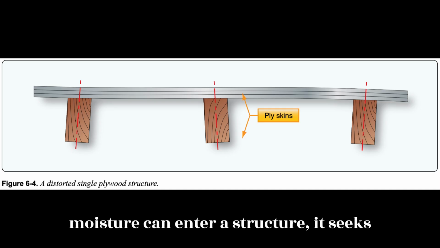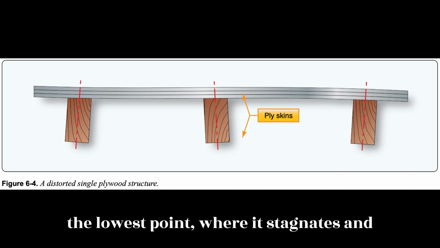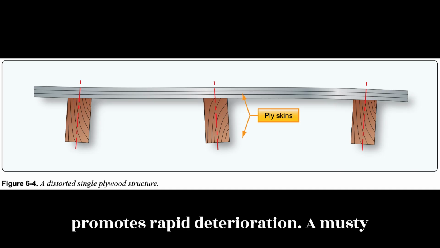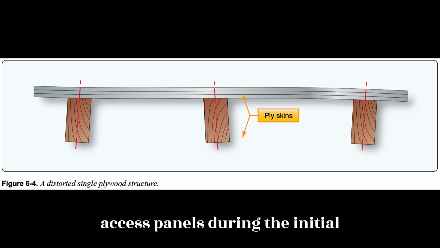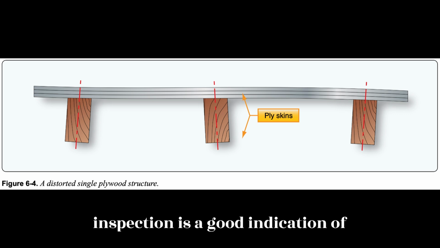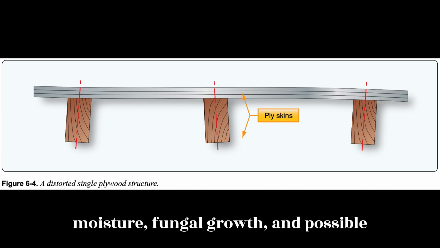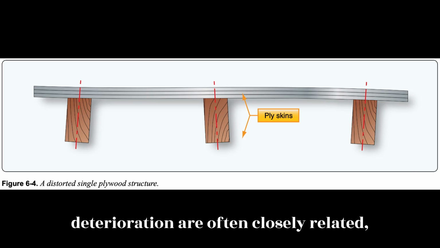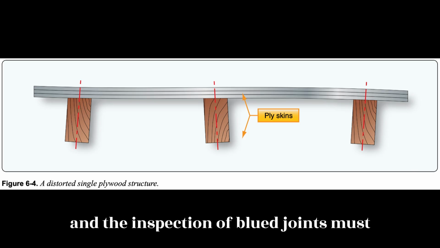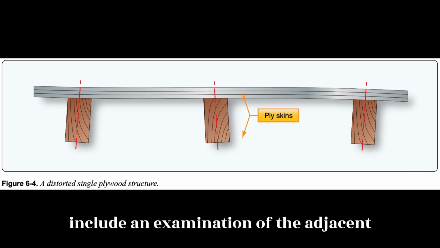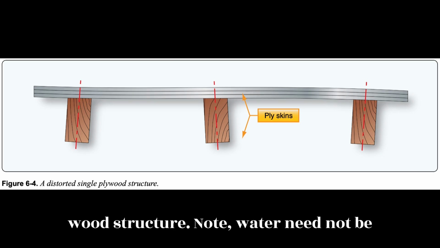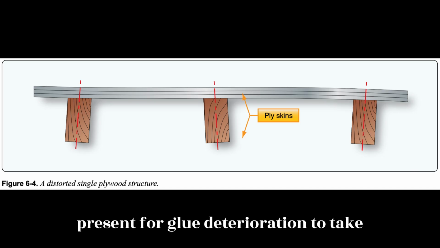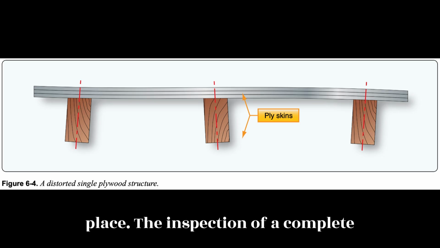Where moisture can enter a structure, it seeks the lowest point, where it stagnates and promotes rapid deterioration. A musty or moldy odor apparent as you remove the access panels during the initial inspection is a good indication of moisture, fungal growth, and possible decay. Glue failure and wood deterioration are often closely related, and the inspection of glued joints must include an examination of the adjacent wood structure. Note, water need not be present for glue deterioration to take place.